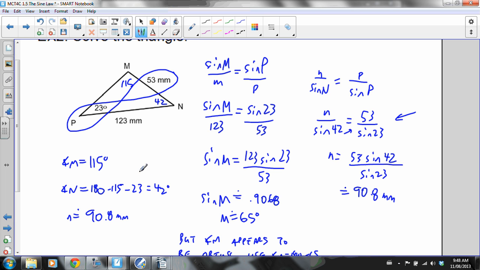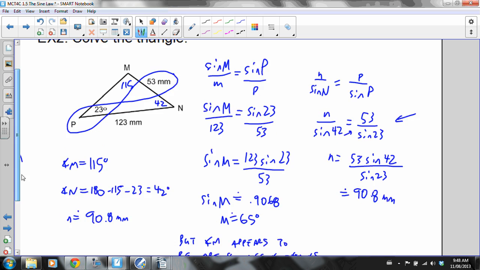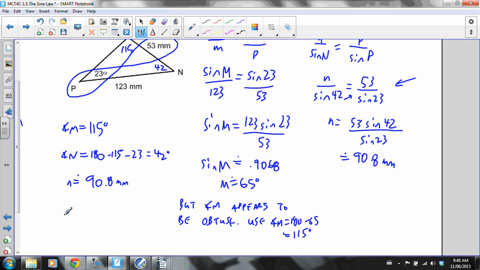Approximate answers, but now that we've filled in our missing stuff, we've solved the triangle. Remember, solving the triangle means finding all the sides and angles, and we've done it. And this is the idea of the ambiguous case. Let's see what else we got.